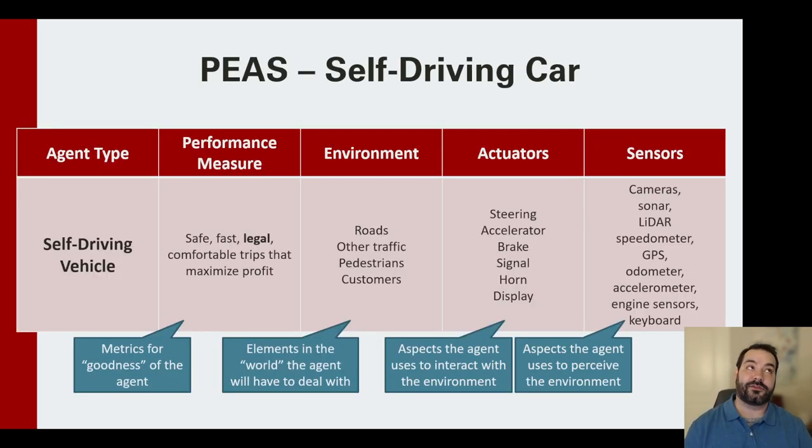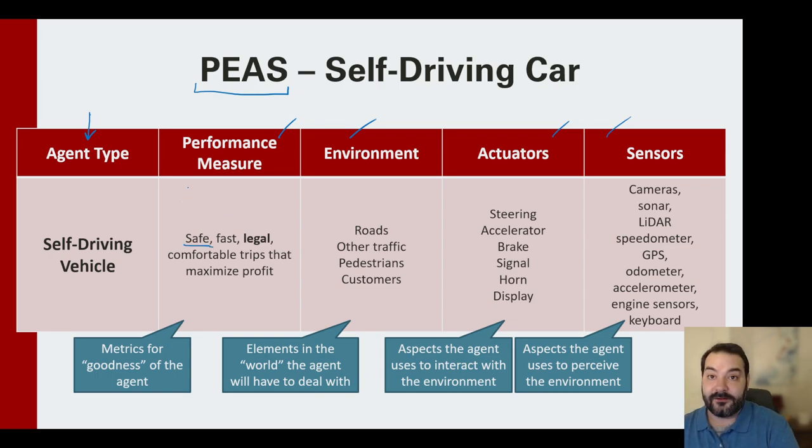What this turns into is, as we start to design our agents, we want to plan out its P's: performance measure, environment, actuators, and sensors. If we're thinking about this from the hot topic, autonomous vehicles, self-driving vehicles, what I've got on the slide is, if I'm designing a self-driving vehicle agent, what would be some of the performance measures that I would be looking for? Okay, I want it to be safe.